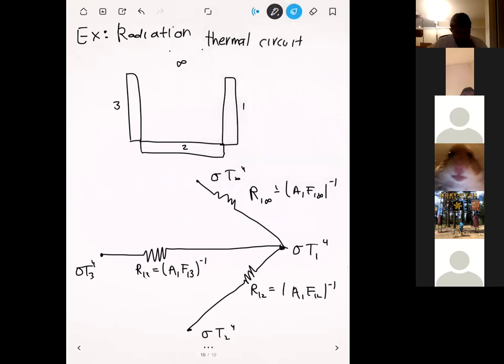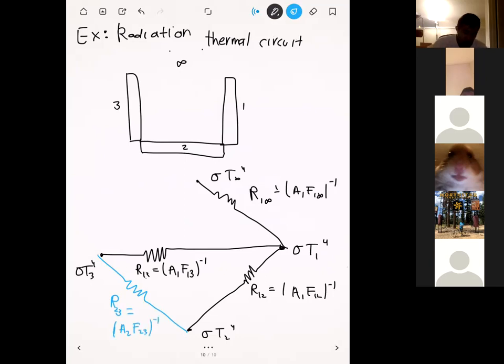You can see it's getting a little bit messy already. But what if I told you that this circuit right now is still incomplete? Right now we have the radiation exchange between surface 1 and all the other surfaces, but all those other surfaces can also radiate on each other as well. So let's draw this resistor right here between surface 2 and 3. There we have R23, and the formula for that will be A2 F23, raised to the -1.